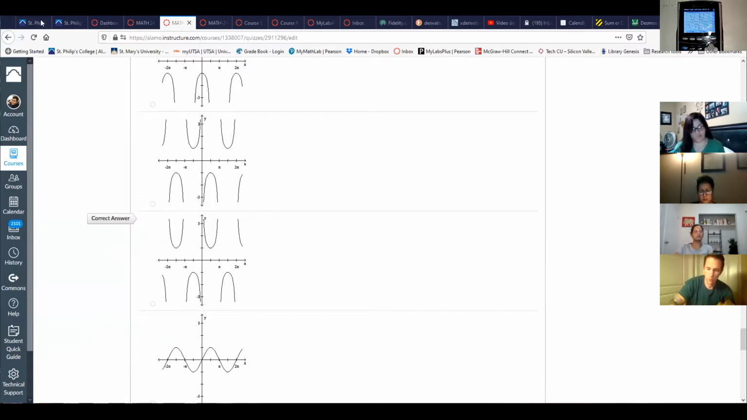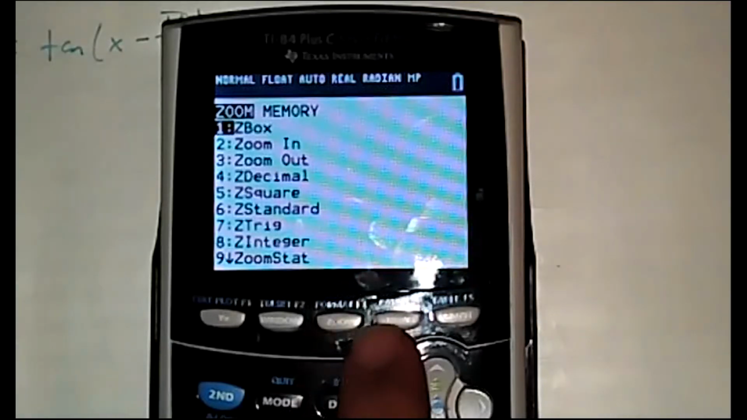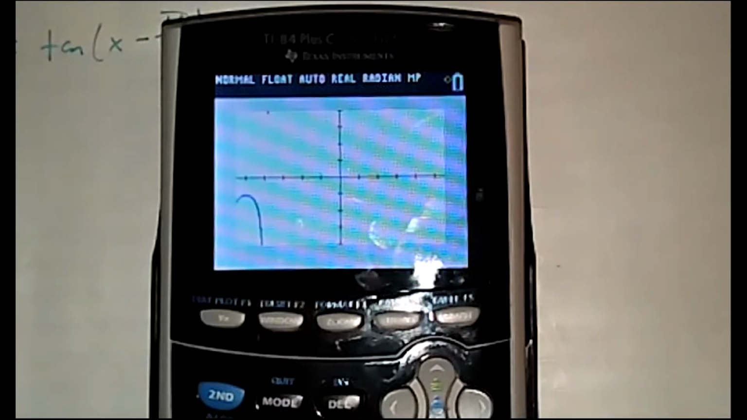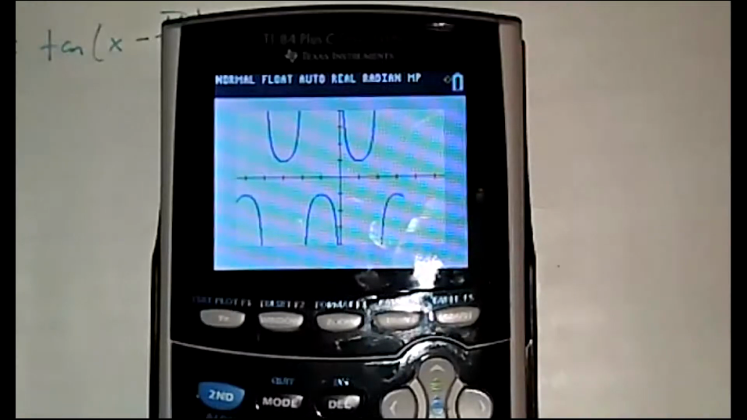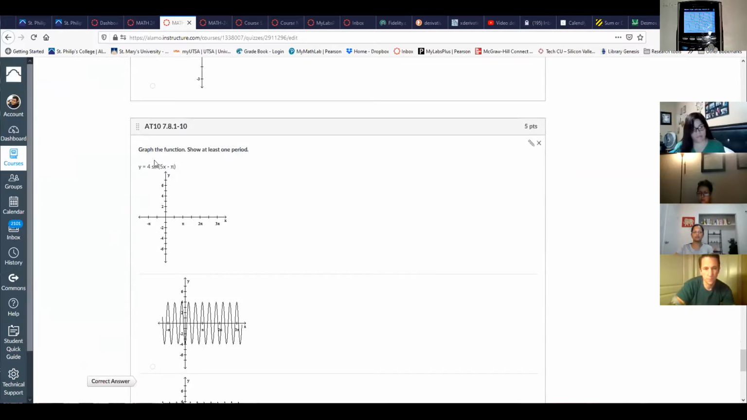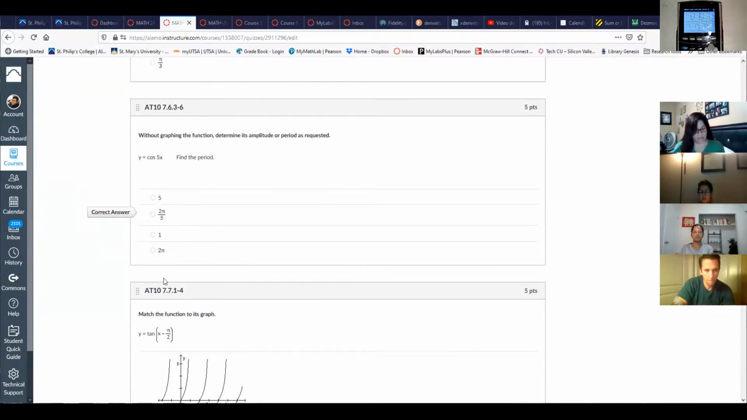If your graph comes out weird though, you'll have to hit zoom trig. So hit the zoom button and go down to where it says trig, number 7, so it can give you a better picture. Sometimes it's set up for parabolas or other stuff, which is not a trig function, so you'll have to zoom in to this type of graph. But that'll be the same deal for the last 3. Just graph them, see what they look like.